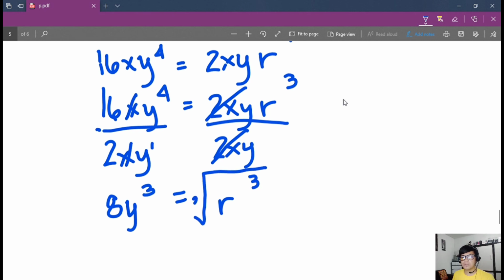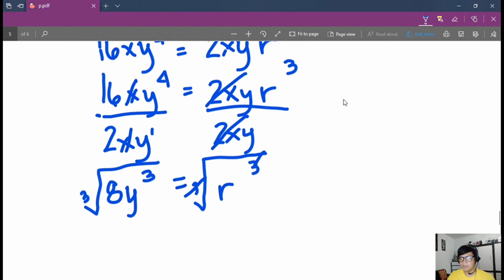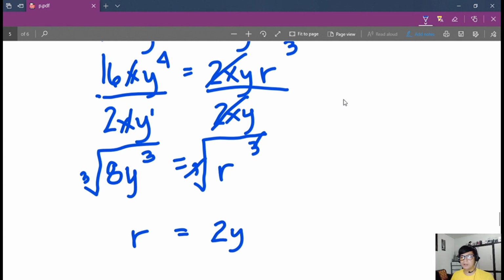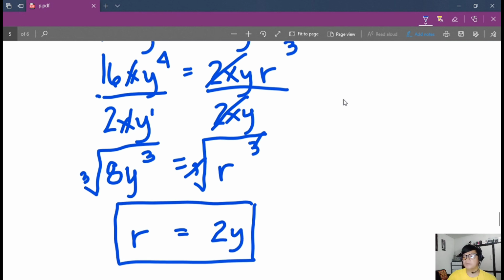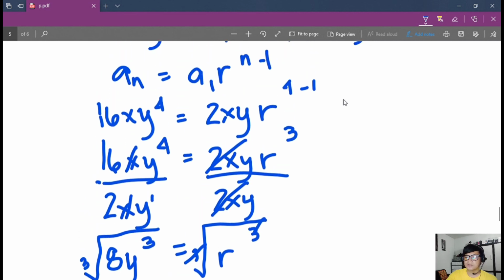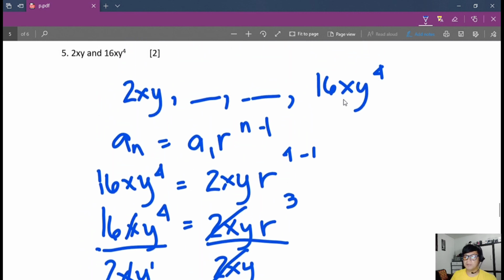So, get the cube root of both sides. Para ito mawala, ang naiwan na lang is si r. So, r, interchange natin para mas convenient. Cube root of 8 is 2. What is cube root of y cube? That's y. So, our common ratio is 2y. Positive, may negative ba siya? Wala. Kasi, cube man siya. So, 2y. 2y yung multiply natin dito.